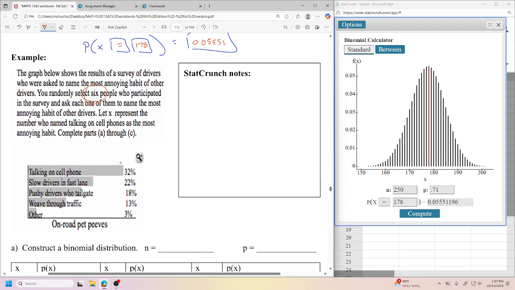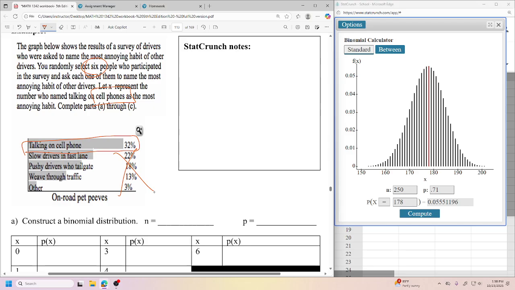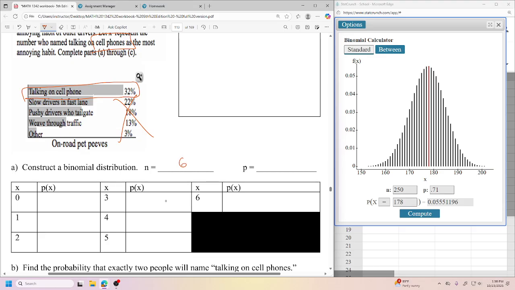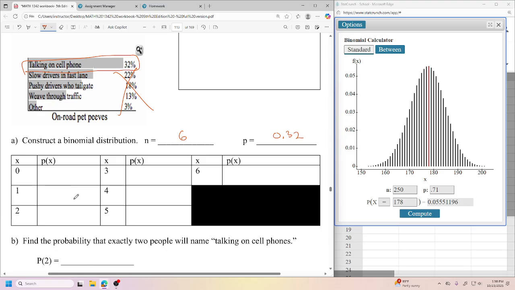So I got 6 people, and I'm going to ask them, hey, what's the most annoying thing? And they're saying cell phones, okay? So basically, they're saying just the cell phones. That's the only thing I'm looking at right now. Literally, all these go away right now. I don't care about them. I just want to talk about cell phones, okay? So I got total of 6, 32%. Total of 6, 32%. And they want to find out all these individual probabilities.